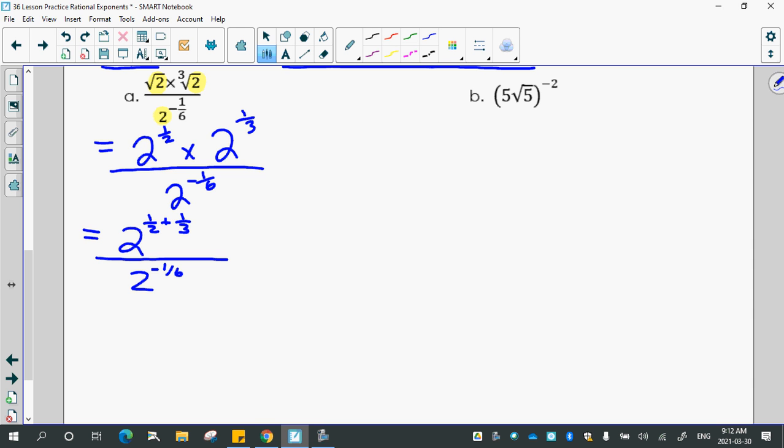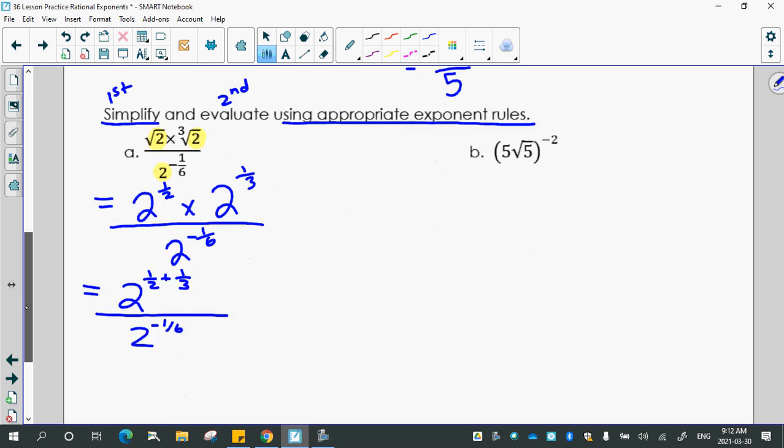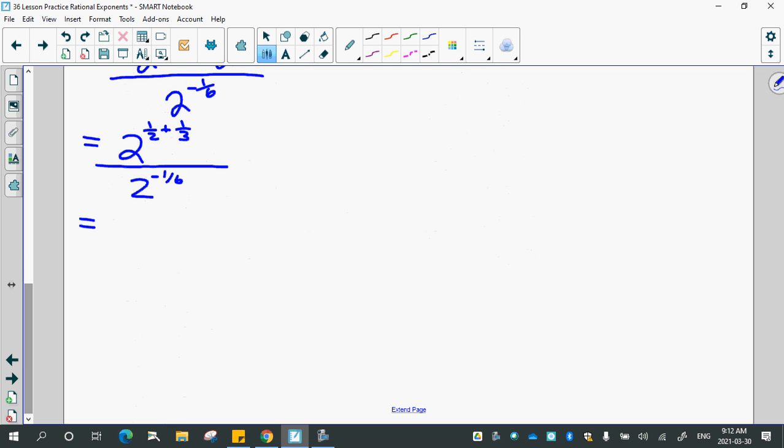So how do I add those exponents? Common denominator, good. So what's the common denominator? 2 and 3? Good. So I'm going to make it 2 to the something out of 6 plus something else out of 6. So to get from 2 to 6, I had to multiply by 3. From 3 to 6, I had to multiply by 2, so I multiply the top by 2. But that's still all over 2 to the negative 1/6.